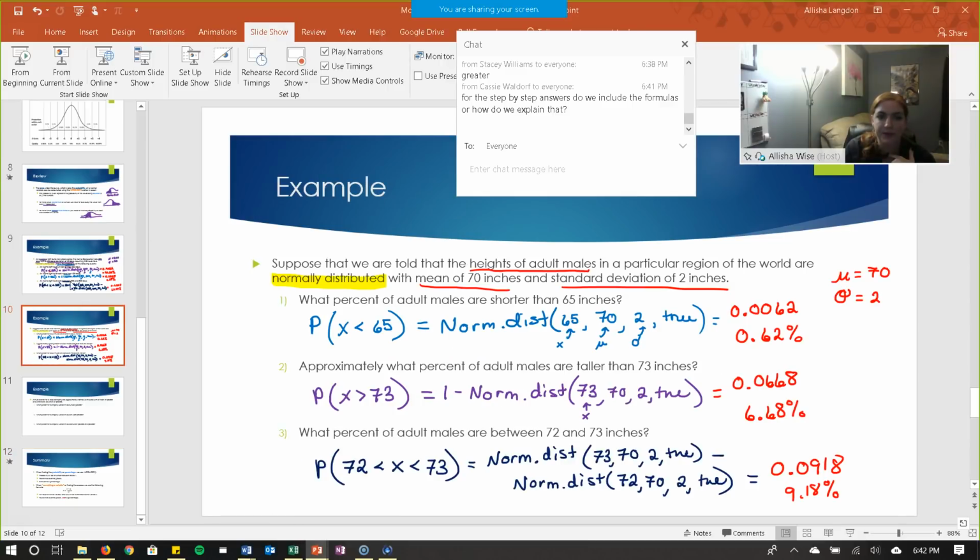Let me grab my PowerPoint. So for this problem, I said, okay, we know it has to be shorter than, so we used less than. I knew what my X value had to be from that probability statement. I knew that my 70 was my mean because it said the mean is 70 inches. I knew my standard deviation was 2 inches. It was given in the directions. So since it's less than, I used my norm.dist function, plugged it into Excel, and we've got 6.62%. So similar to how I explained it in class. That's always a great bet. Does that help?